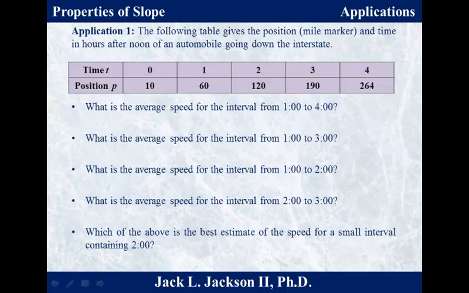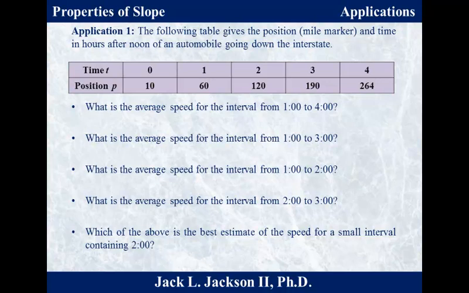So here's an application I want to look at. The following table gives the position, say the mile marker, and time in hours after noon for an automobile going down the interstate. So at time 0 they're at mile marker 10, at 1 hour later they're at mile marker 60, and so forth. So we want to compute some average speeds for this vehicle.